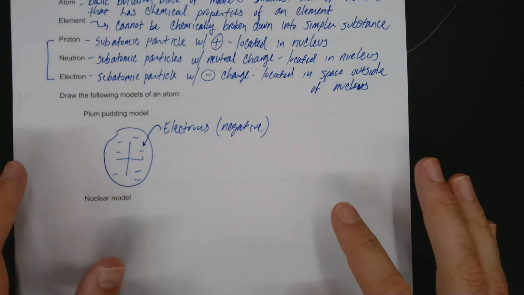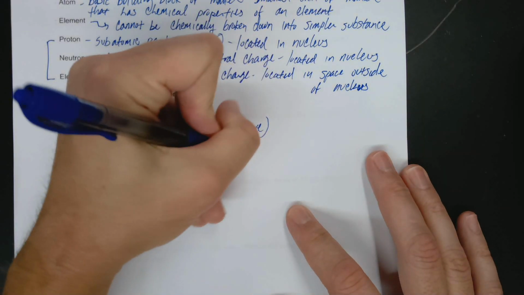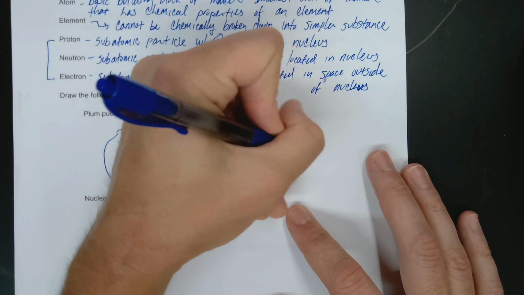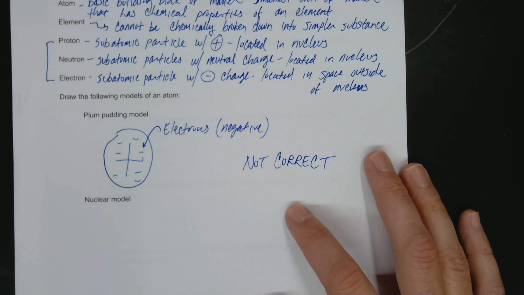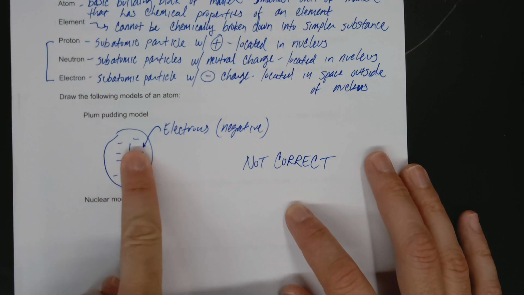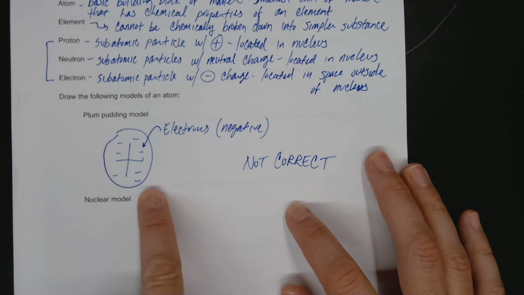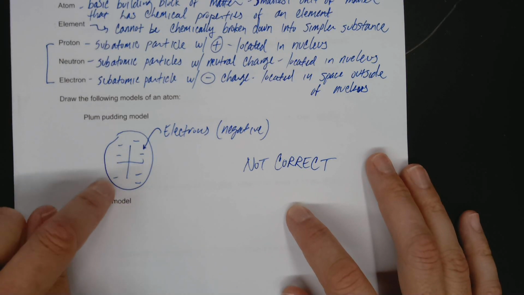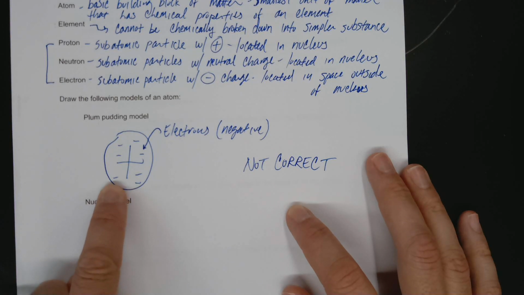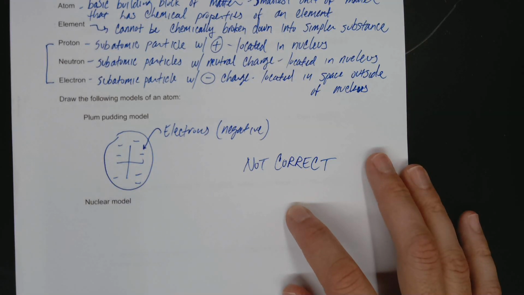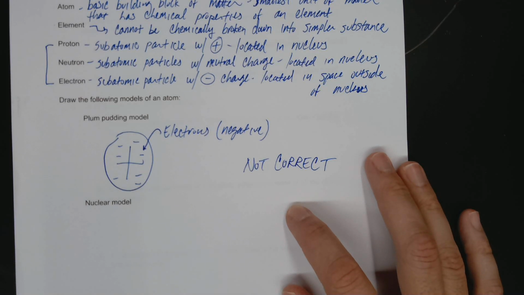Now, the plum pudding model is not correct, but it was a major step in the right direction in incorporating these subatomic particles into the model of the atom. So before this model, we thought that the atom was just like a dense sphere. This sort of incorporates what Thomson discovered, which were those negatively charged electrons that are really, really small and kind of distributed throughout the atom.